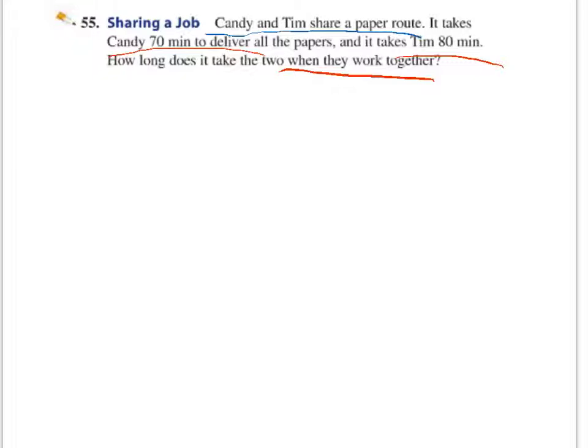So if we want to know how long it takes them when they work together, that means we should let x equal the time, and this is all in minutes. We have to make sure we remember that: time in minutes to do the job together.